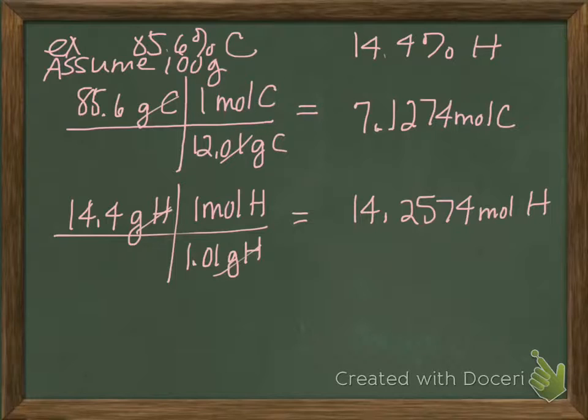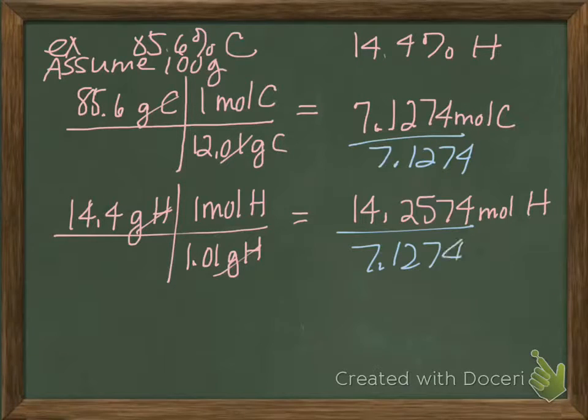And here's the next step. I'm going to change colors just so you can see that it's a second step. Now our next step is to divide both of them by the smallest number of moles. In this case, the smallest number of moles is the carbon, right? So we're going to divide both of them by 7.1274. Okay, so clearly this one's going to be 1.